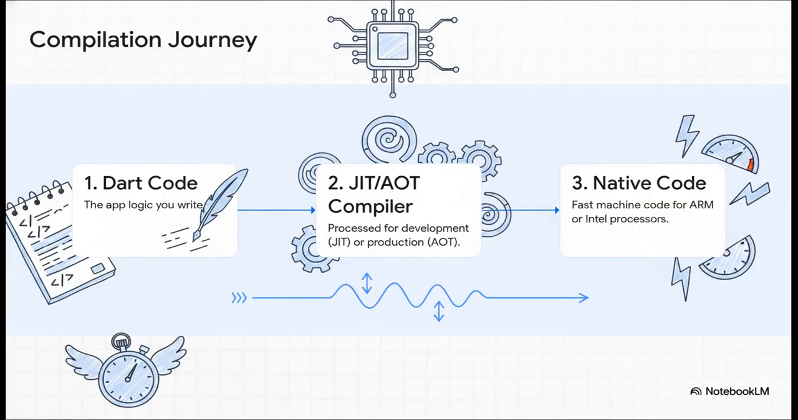So, the journey from your keyboard to the user's screen is really straightforward. You write your Dart code, it goes through the right compiler for the job, JIT or AOT, and the end result is pure native machine code that runs directly on the device's processor. No middleman. That direct execution is the key to its incredible speed.